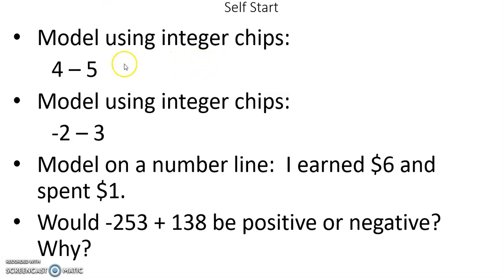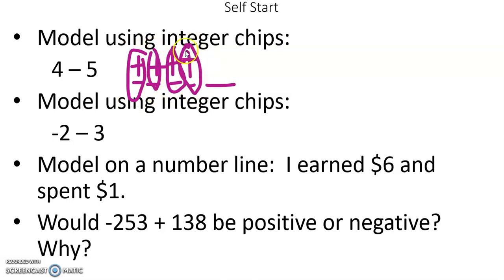Okay, let's go ahead and go over the bell work. Model using integer chips. This will be on your quiz. Your quiz also has been pushed back to Monday because I'm not here. Maybe even Tuesday, but I think we're gonna do it Monday, so we know what we need to do for interventions on Tuesday. So we got 4 positives and 5 negatives. And there's my integer pairs. What's left over is a -1. So 4 minus 5 is -1. Model using integer chips, we got -2, -3, total of -5.